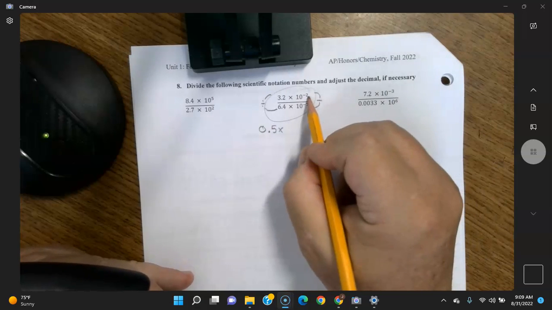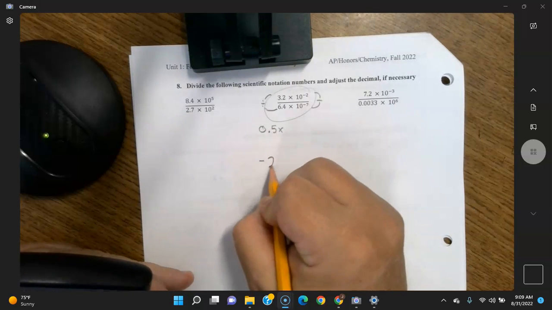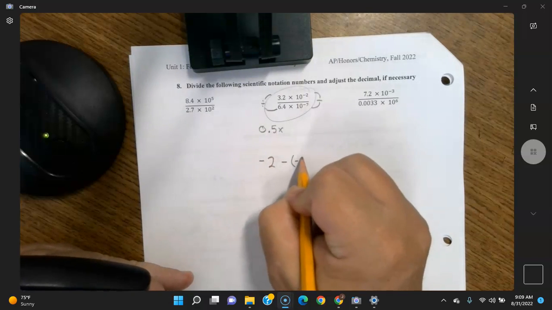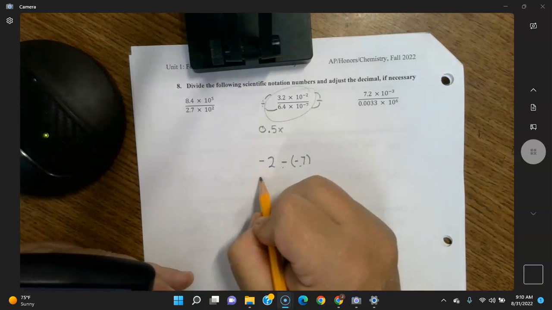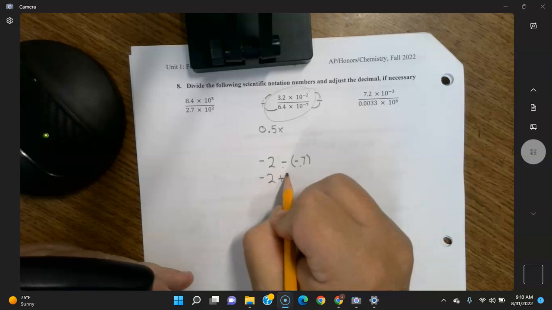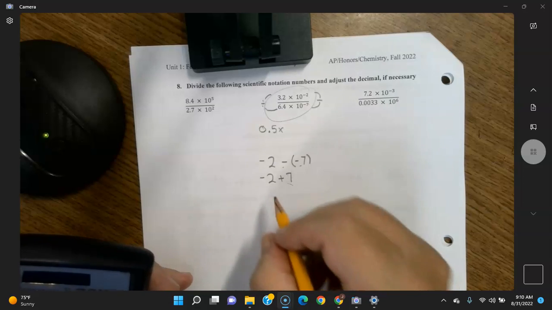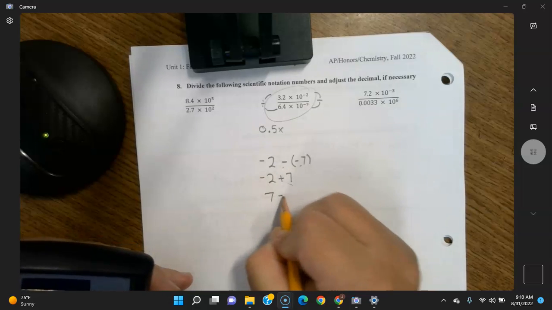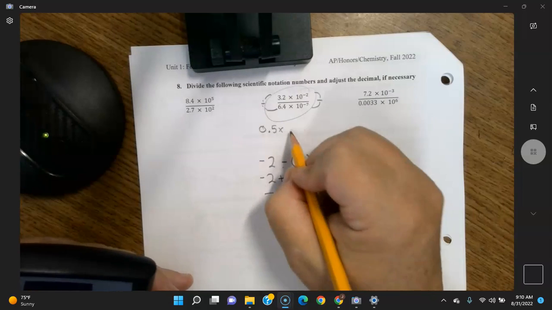Now be careful, -2 minus -7. I would write that one out. -2 minus -7. A negative becomes a positive, so it becomes -2 plus 7. And some students like to switch it around and put the positive number in front. That would be 7 minus 2. That equals 5. Okay? So that's going to be your exponent.